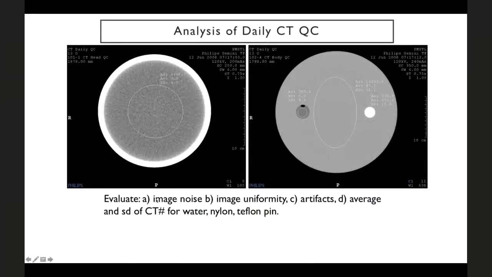So from this simple comparison, we can look at image noise, we can look at uniformity, we can look for artifacts, and we can also make sure that the CT numbers, the Hounsfield units, are correct for water, nylon, and these Teflon pins.